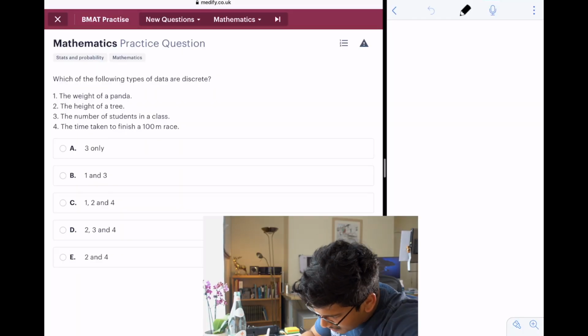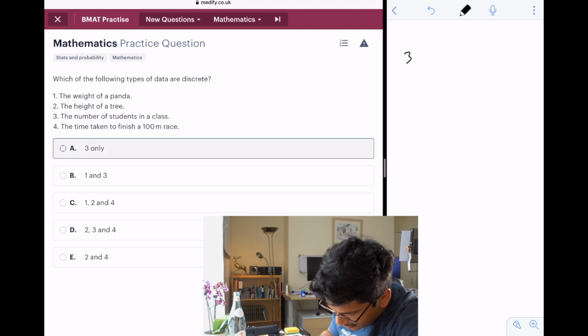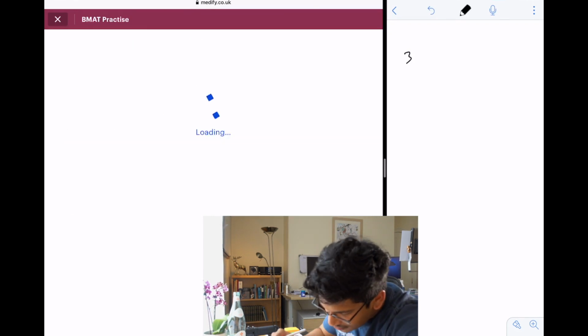Which of the following types of data are discrete? So weight of a panda, no. Height of a tree, no. Number of students in a class, yes. I'd say 3 only, actually. Cool.